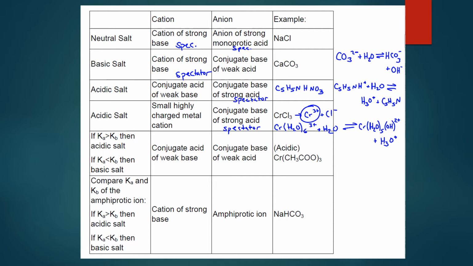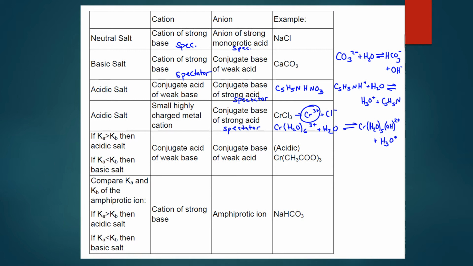Here's a chart that goes through how we know something is going to be acidic or basic. We can have neutral salts, and that's when we have the cation of a strong base and an anion of a strong monoprotic acid. If both are spectator ions like sodium chloride, we get a neutral salt. So when we put sodium chloride in water, it's going to be neutral, pH of 7 at 25 degrees Celsius.